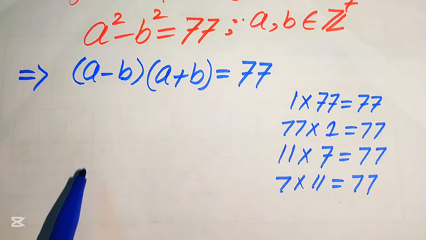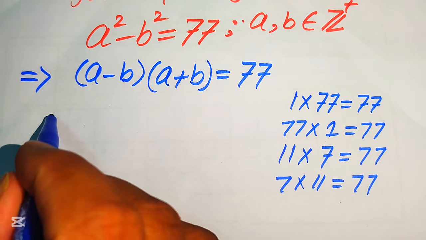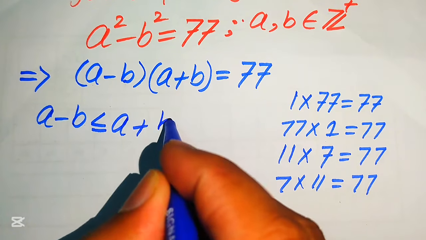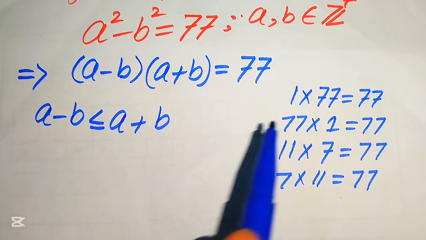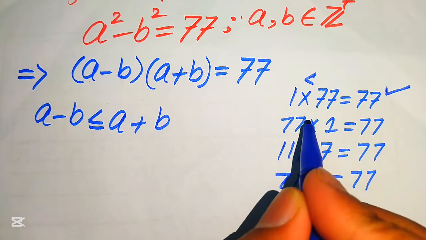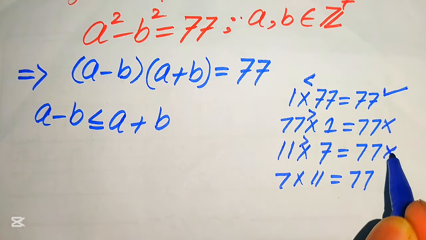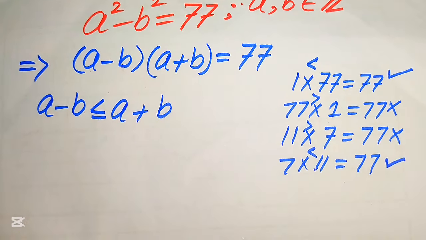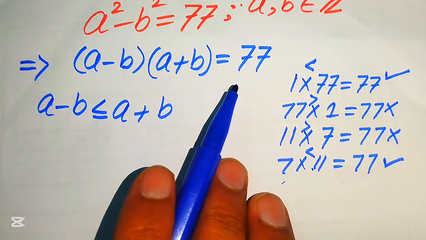But now we choose some possible values for this. If we make the relation of these two factors, for all a and b, a minus b is always less than or equal to a plus b. So we need to choose those factors in which the first value is less than the second value. You see here 1 is less than 77, so we choose this value, and 77 is greater than 1, so we reject this case, and 11 is greater than 7, we reject this case, and 7 is less than 11, so we accept this case. So here we have two possibilities for the product of 77.